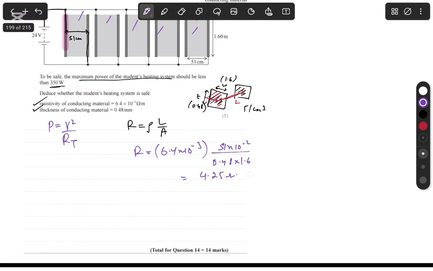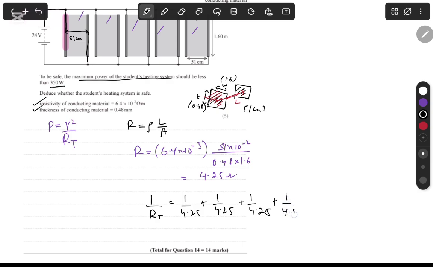So what we can do is we can say 1 over R total is going to be 1 over 4.25 plus 1 over 4.25 plus 1 over 4.25 plus 1 over 4.25. We're going to do this 5 times. Now you can do all of this. You can add all of them, and then you can flip both sides, and then you get the answer.